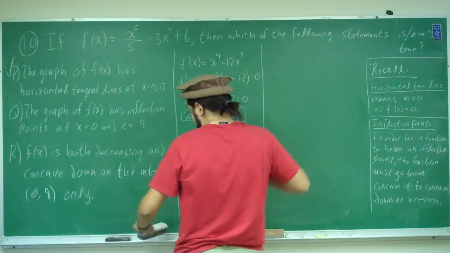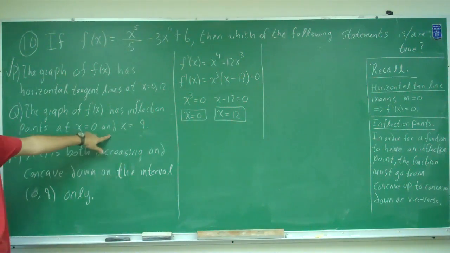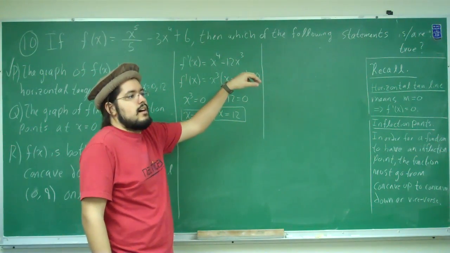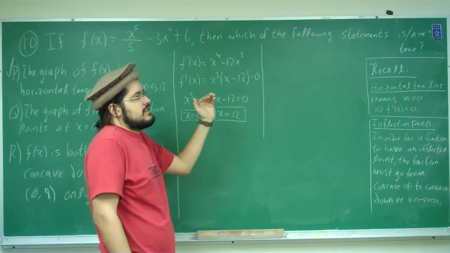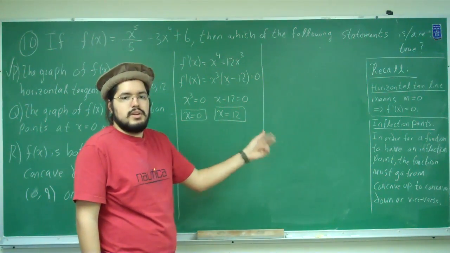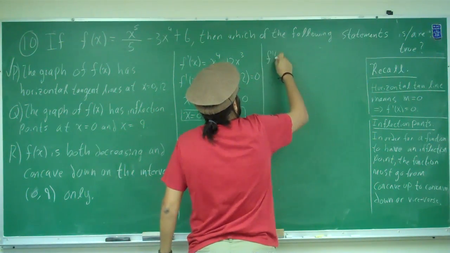Alright, so Q. So now, I want to find, okay, the graph of f has inflection points at x equals 0 and x equals 9. So remember, we want to take the second derivative test and see if it's greater than 0 or less than 0, and if it goes from concave up to concave down on those intervals, then there is an inflection point at that point. Alright, so find f double prime.